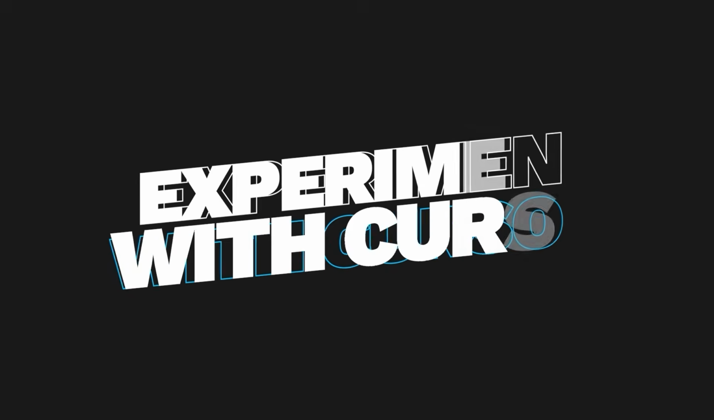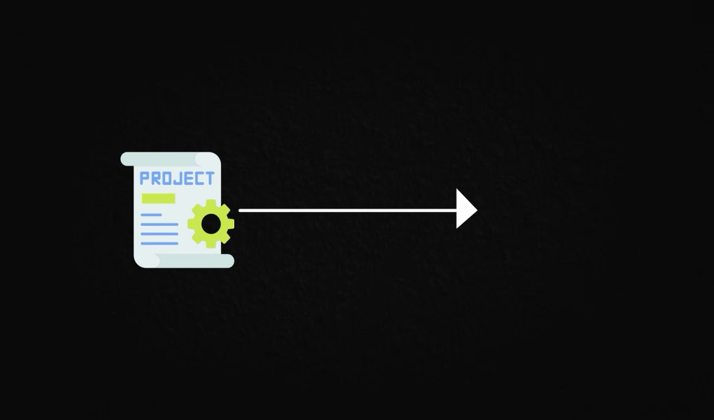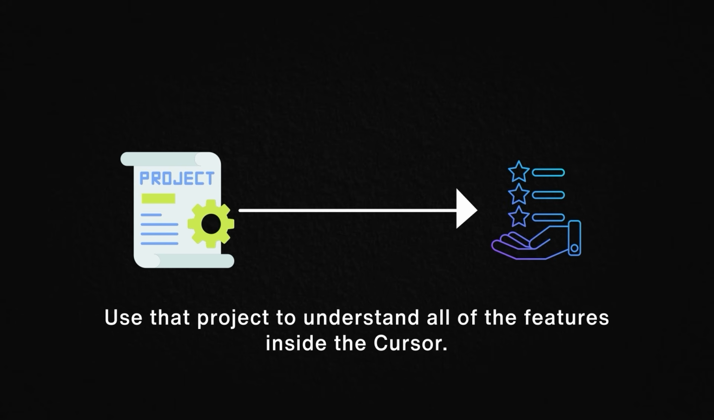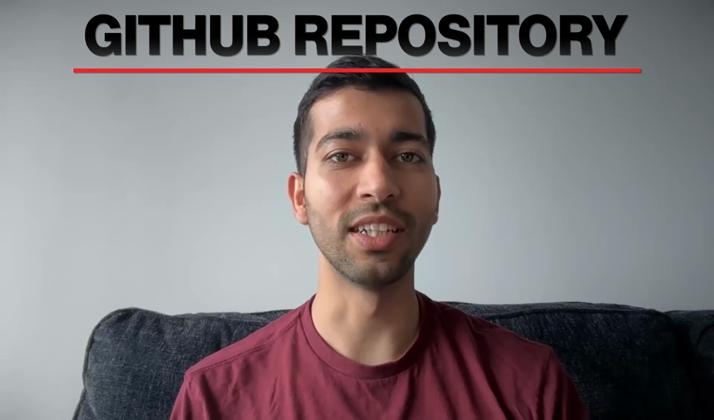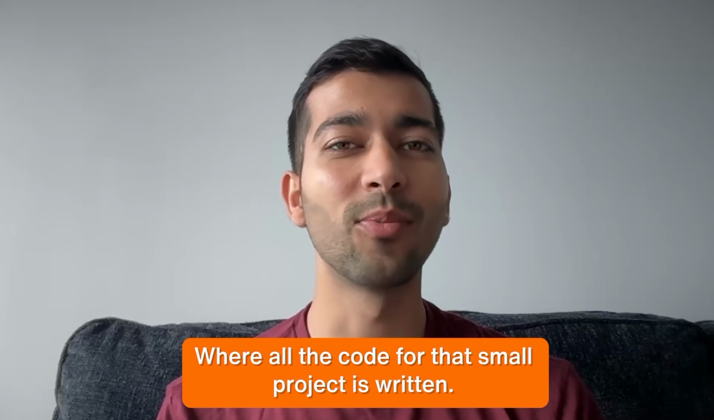Now we are done with the setup for Cursor. The next step is to experiment a bit with Cursor. But before even going into exploring all of the things inside Cursor, let's just take a small project and then use that project to understand all of the features inside Cursor. So for that small project, we have a GitHub repository where all the code for that small project is written out. Now, what is this GitHub?